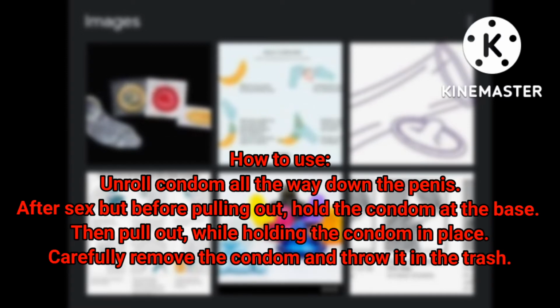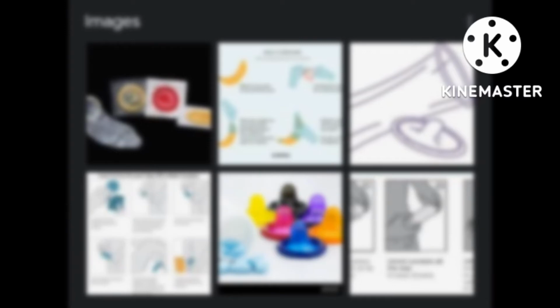How to use? Unroll the condom all the way down the penis. After sex, but before pulling out, hold the condom at the base, then pull out while holding the condom in place, carefully remove the condom and throw it in the trash.